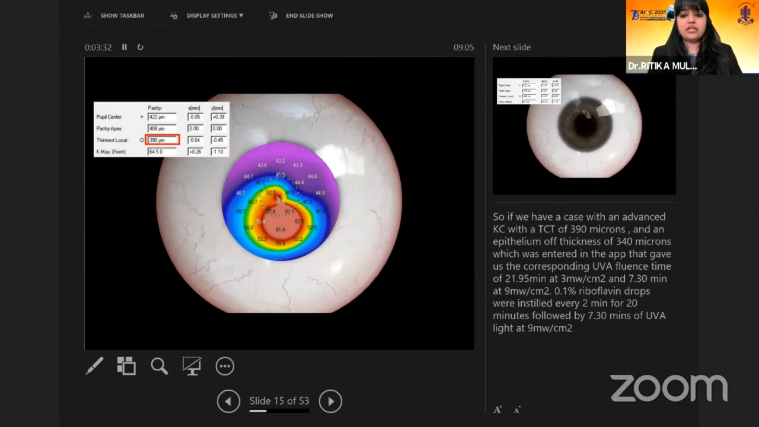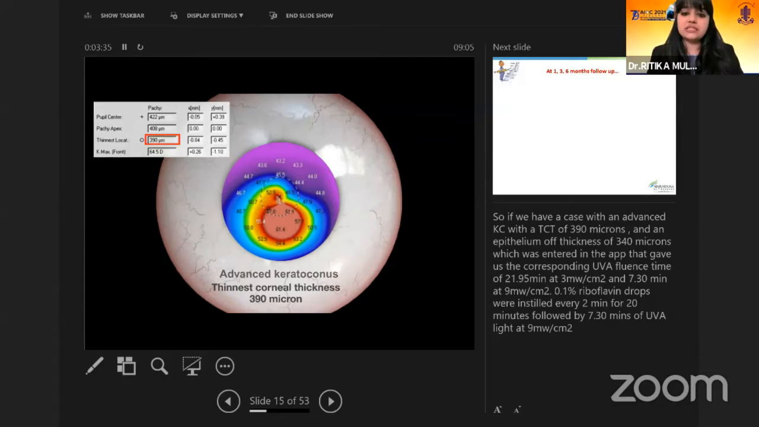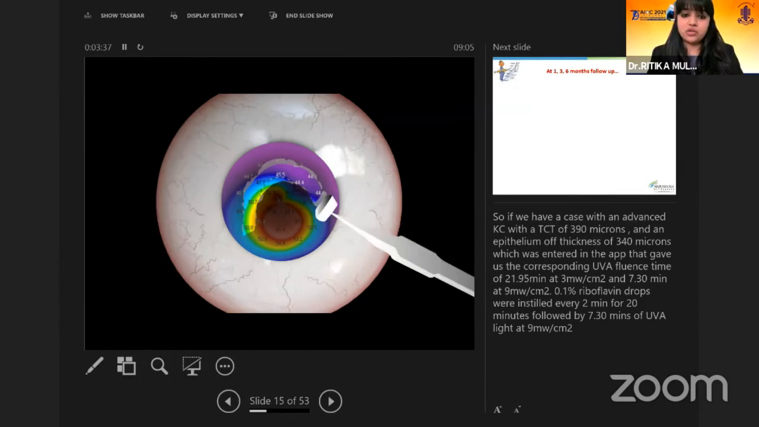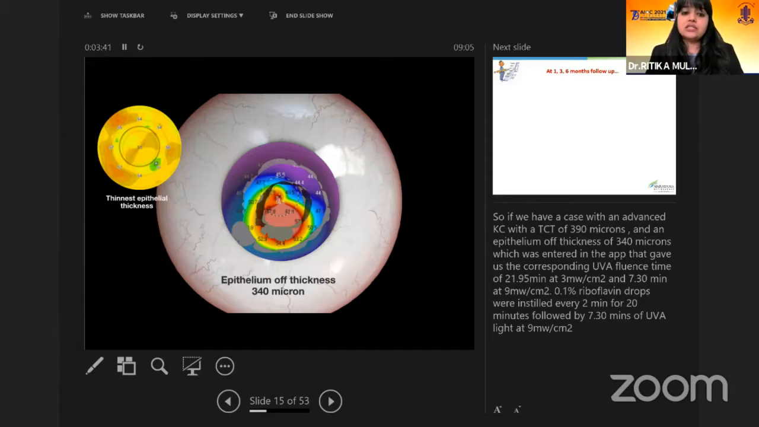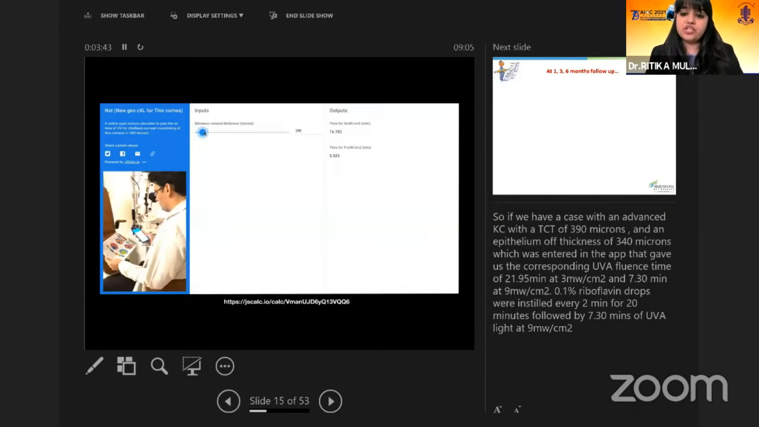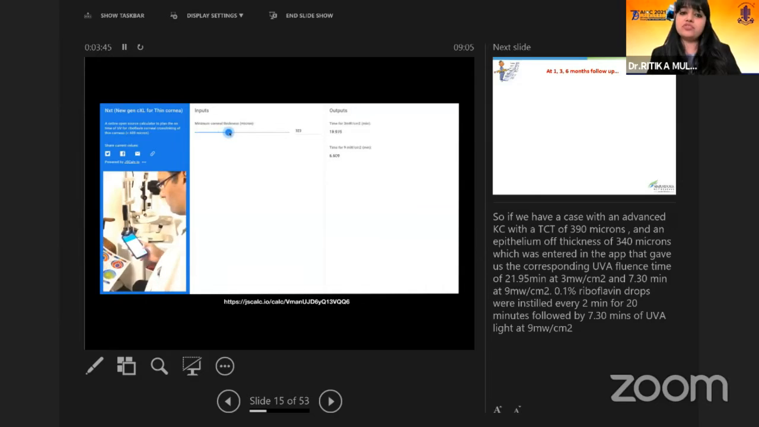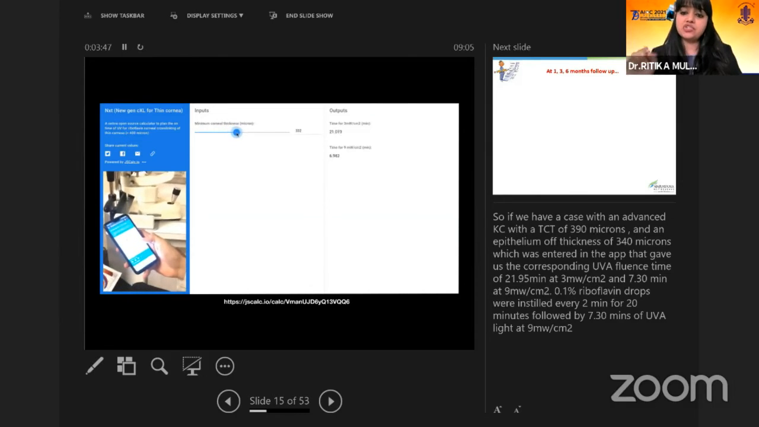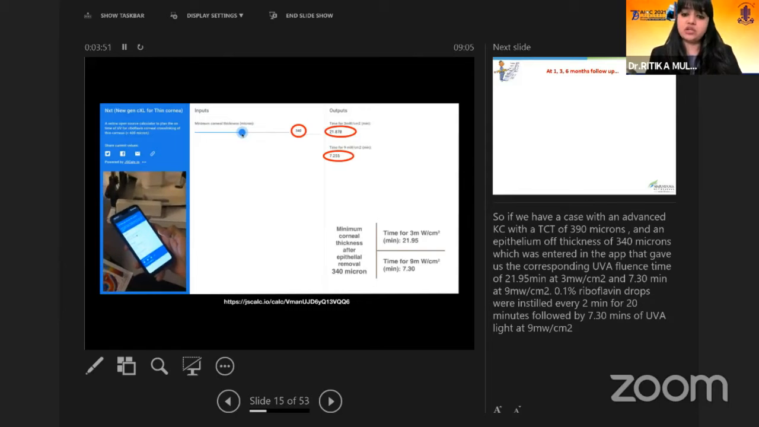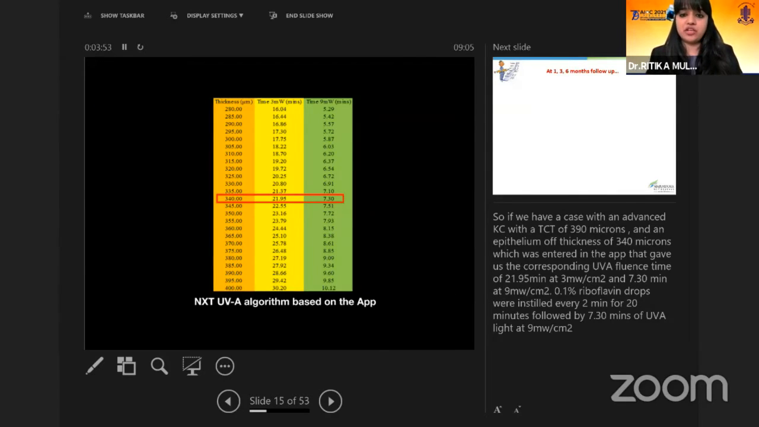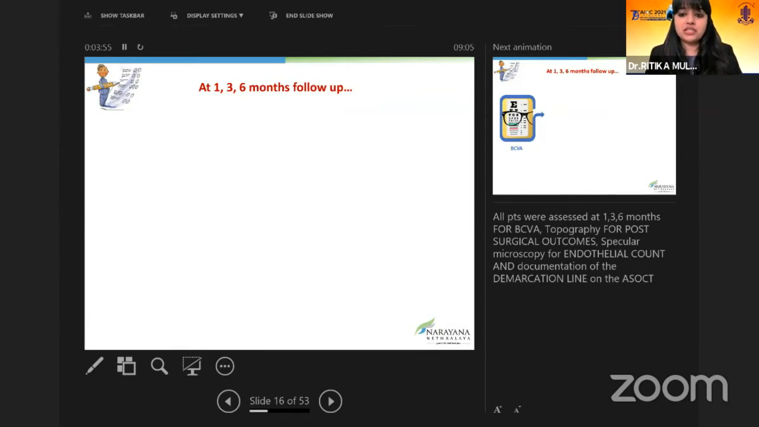For example, if we have a patient who has a thinnest corneal thickness of 390 microns, removing the epithelium, we get 340 microns. This was entered in the app, which gave us the corresponding UVA fluence time of 21.95 minutes at 3 milliwatts and 7.3 minutes at 9 milliwatts, with 0.1% riboflavin. So we can go ahead and do the cross-linking.